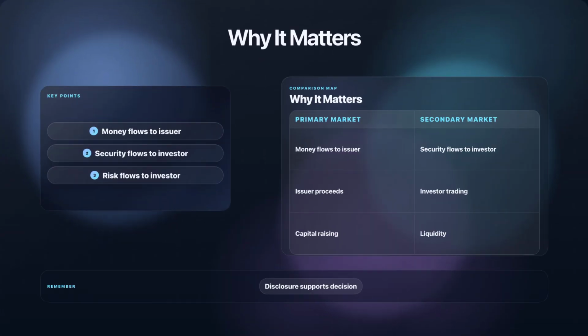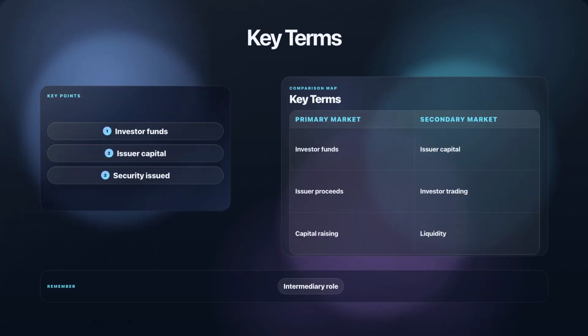This matters because SIE questions rarely test concepts in a vacuum. They often describe a market participant, a product, a customer, a firm action, or a regulatory situation. When you understand the purpose of money flow, the answer choices become easier to compare. Start by separating the key terms. For this topic, pay attention to investor funds, issuer capital, security issued, and intermediary role.